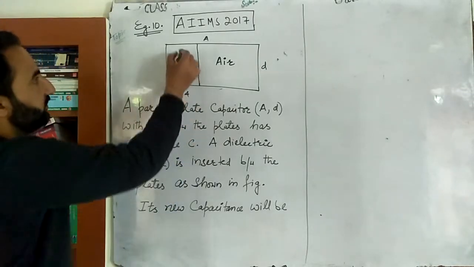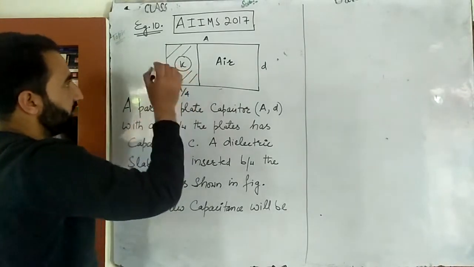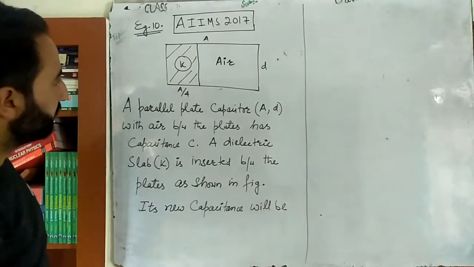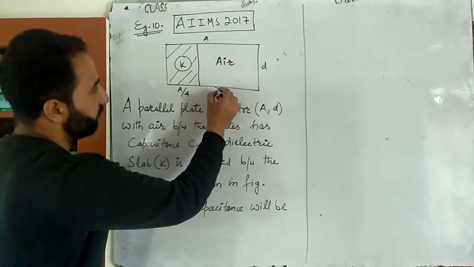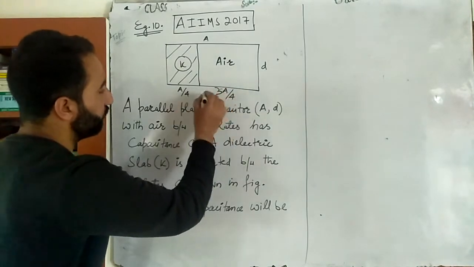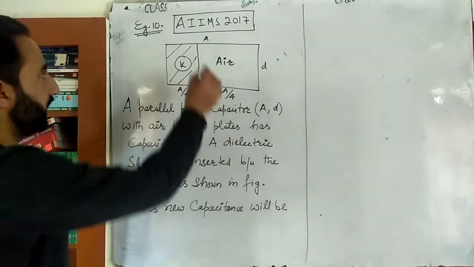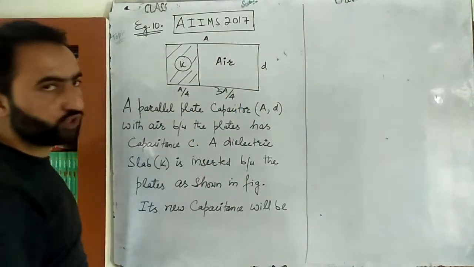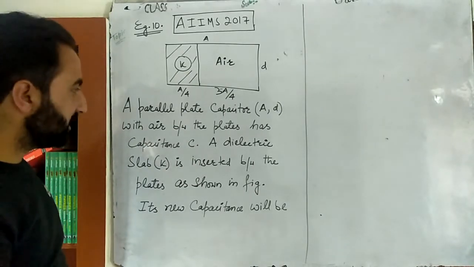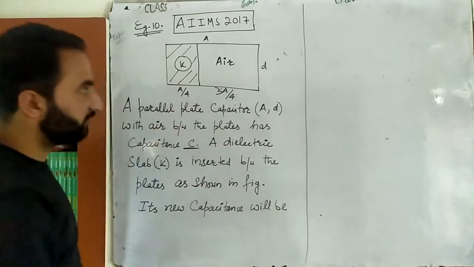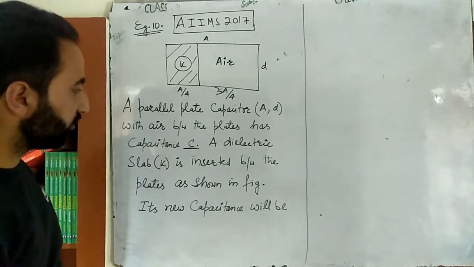That means here is the dielectric slab. Its dielectric constant is K, and the area of the plate covered is A by 4. That means obviously the rest is 3A by 4. So 3A by 4 plus A by 4 will be equal to A. Now this portion contains air, and the question is to calculate the new capacitance in terms of the older capacitance C, and find the relation between the new capacitance and the old capacitance.